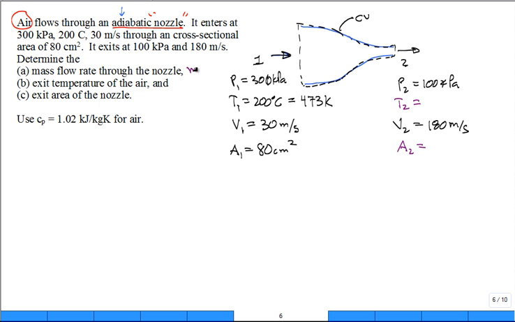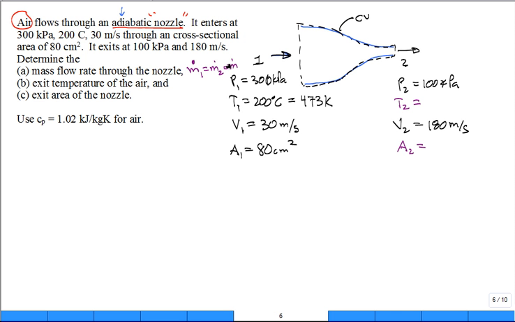M dot. Should it be M dot 1, M dot 2, or just M dot? You do the conservation of mass so quick. There's no accumulation or depletion of mass or air in this nozzle. It's just running. And so M dot in is equal to M dot out. There's only one in, one out. Boom, you're done. It's just M dot. You don't need to put subscripts on M dot.